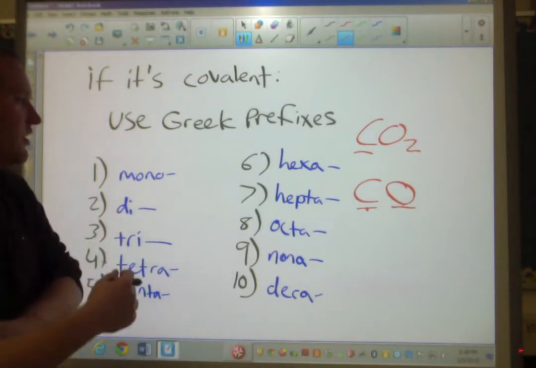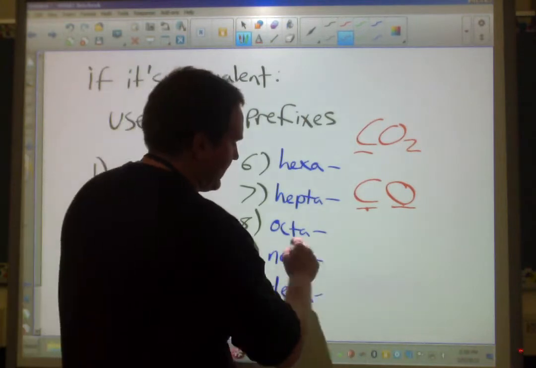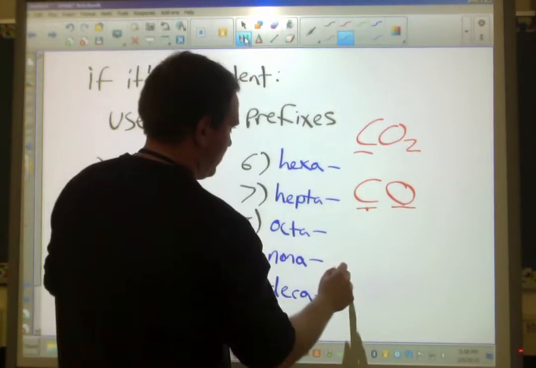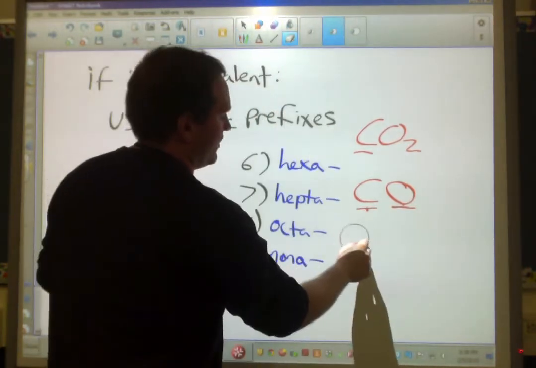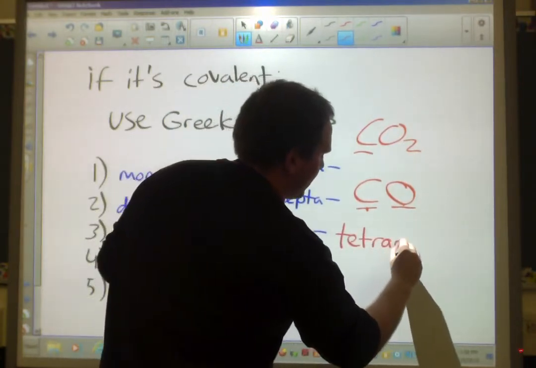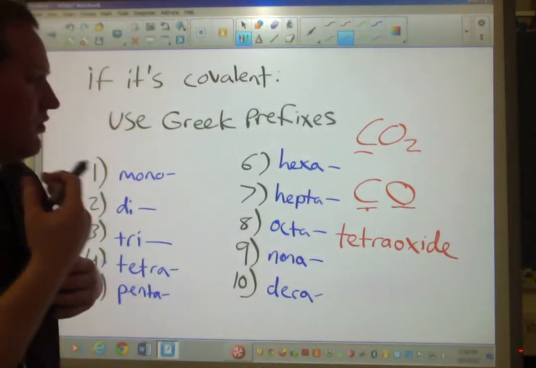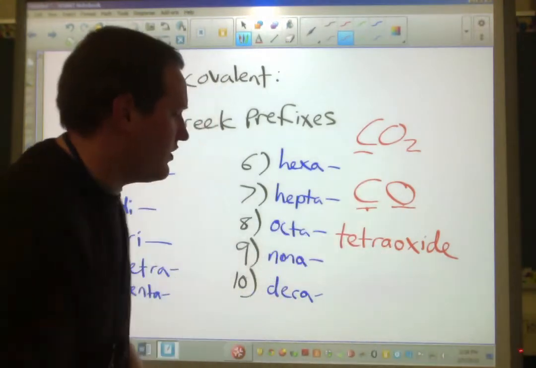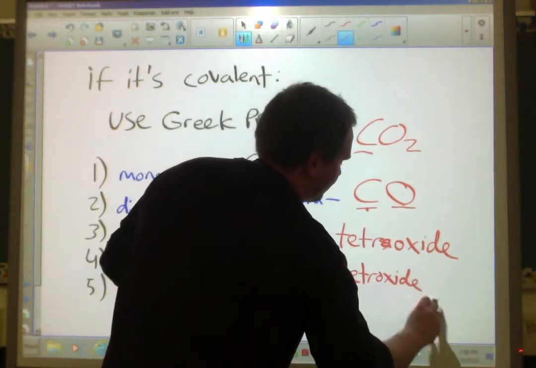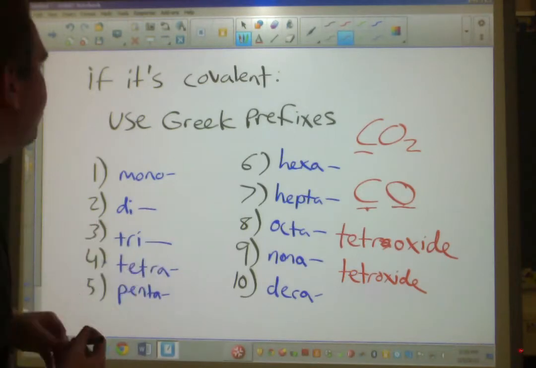Another quick exception here. Anytime you deal with oxygen, you're going to end up with something like, let's start with 4. You'll see that a lot. You would have tetraoxide. Tetraoxide. It's a little difficult to roll off the tongue. So when you have the AO, you just cut the A out, and we just call this tetroxide. Okay? So that is naming covalent. So if it's covalent, use these Greek prefixes.